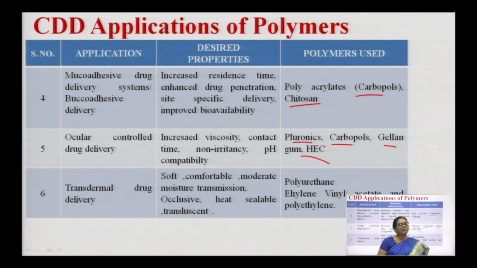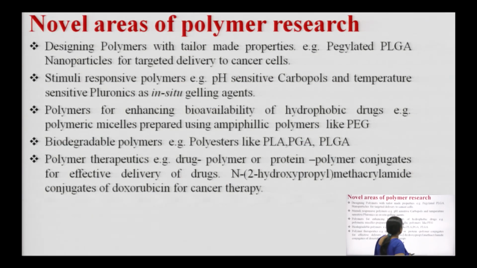Then for transdermal application, a polymer should make the dosage form soft, comfortable, with moderate moisture transmission. It should offer occlusion and it should be heat sealable. So, these properties are accomplished with certain specific polymers like polyurethane and ethylene vinyl acetate and polyethylene. Often a combination of polymers is used whenever we are interested in transdermal applications. So, that brings us to the end of this unit.